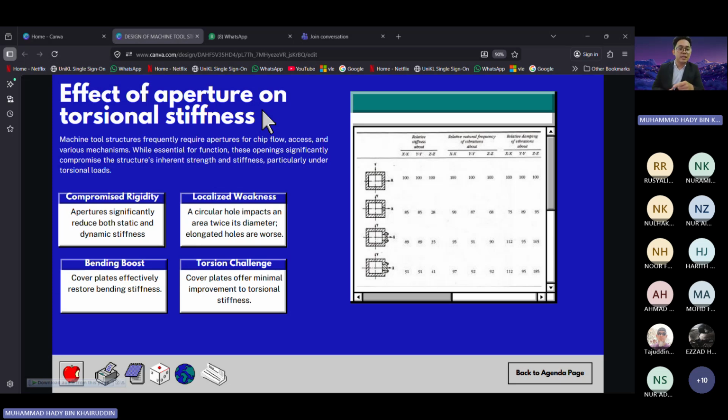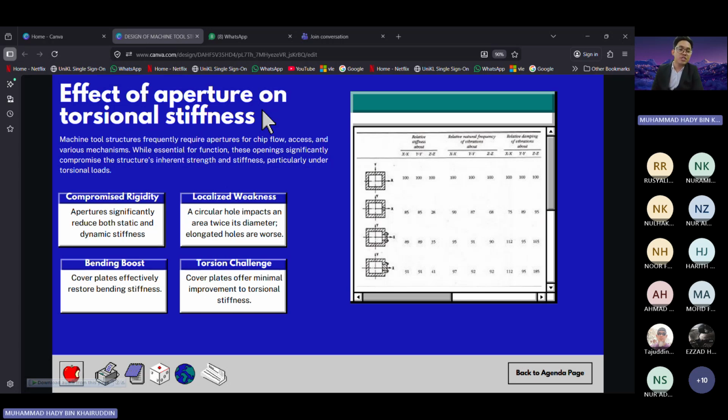And if you cut a long slot or elongated hole, it's even worse. This acts like a tear in the structure, disrupting the flow of internal force much more severely than a circle.